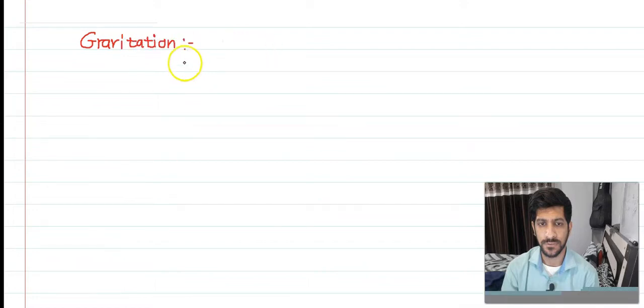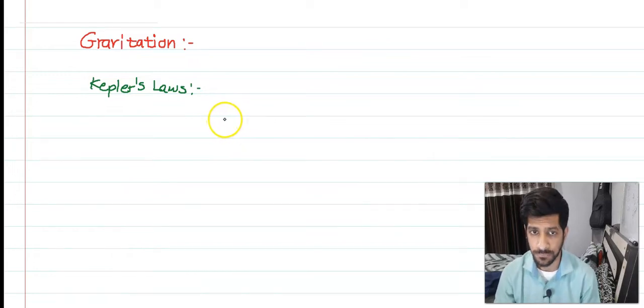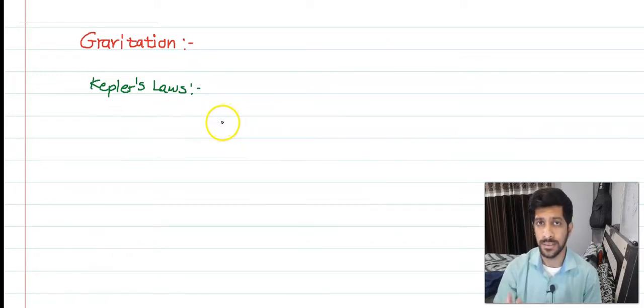In this, I've chosen the topic of gravitation. I'll write the topic name here, that is gravitation. And in gravitation, today I'll be explaining Kepler's laws. In Kepler's laws, we basically have three laws: the first law, second law, and third law. All of these three are in the chapter of gravitation, and these are very important for your 10th standard as well as for your college or 11th, 12th standard.